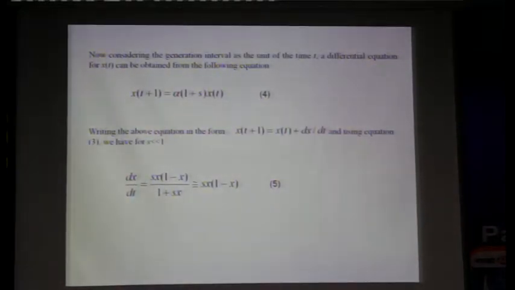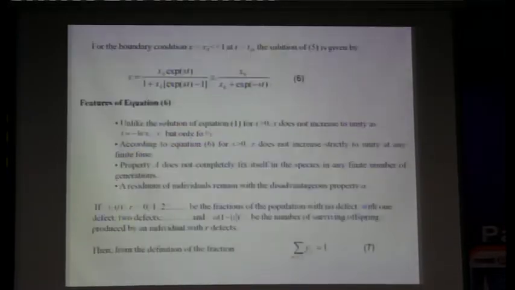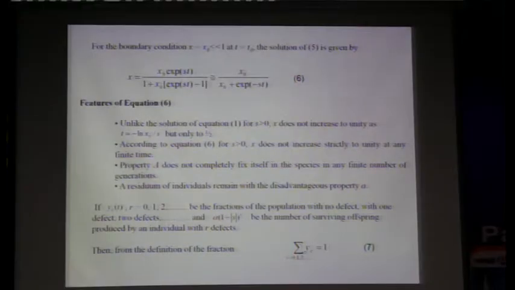Okay, so if we implement that alpha, then we will get the differential equation dx by dt equal to sx into 1 minus x in equation 5. So some steps I am just keeping in order to have a summary of the mathematics being described here. And finally, if we put the boundary condition here, then x will be equal to x0 by x0 plus e to the power minus st.